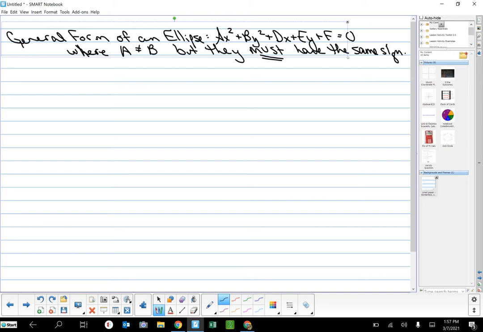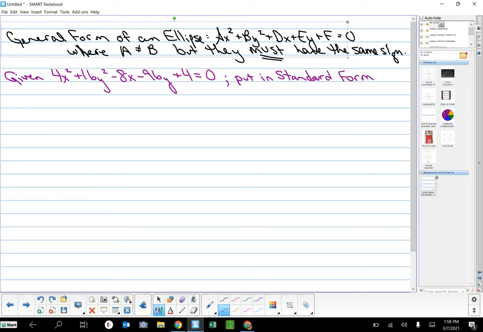Okay, so let's do this problem. Given 4x squared plus 16y squared minus 8x minus 96y plus 4 equals 0. Put it in standard form. And we'll just stop there. We won't talk about actually graphing it at that point, but you'll probably have to do that in varsity.